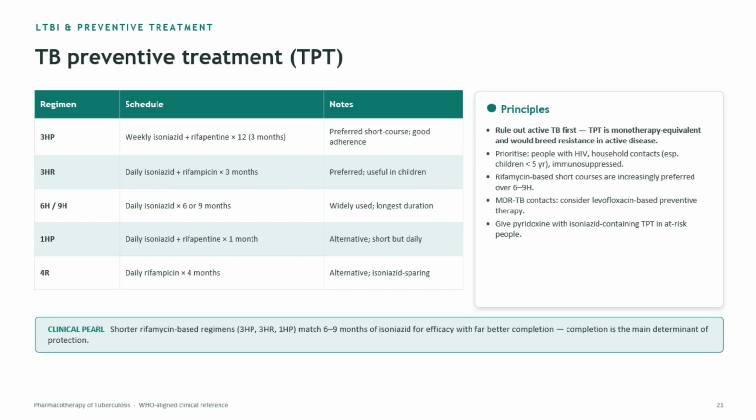But the golden rule before any of these: rule out active TB first. Preventive therapy is basically monotherapy. Give it to someone with active disease and you'll breed resistance. Exclude active TB every time.